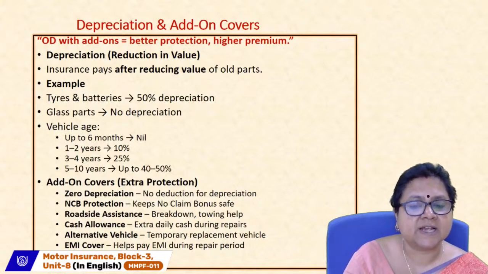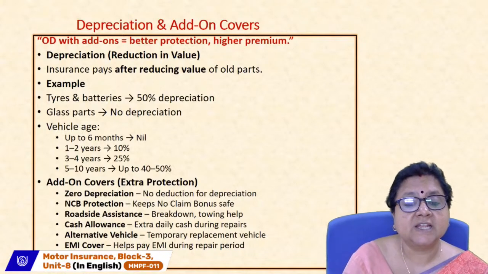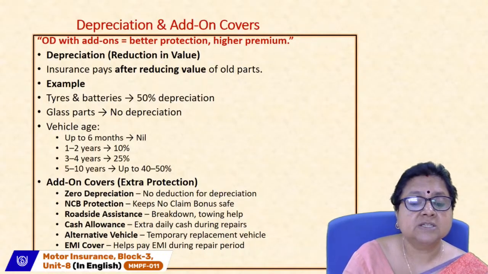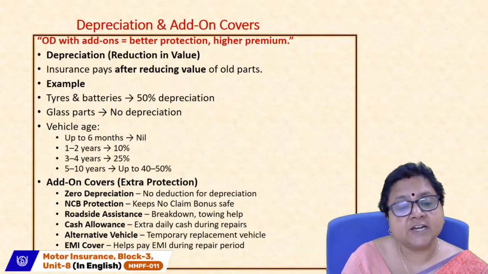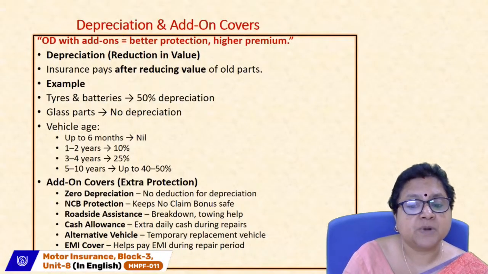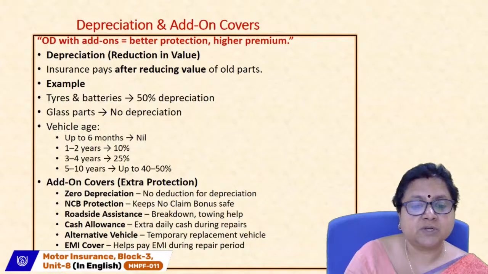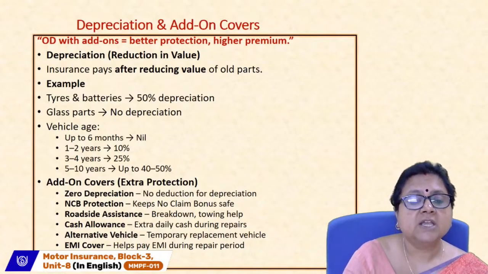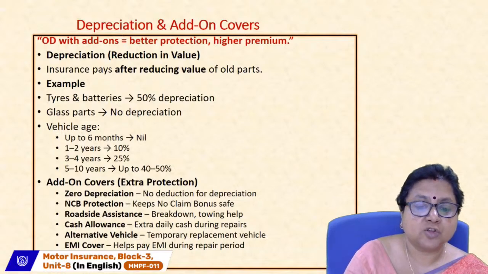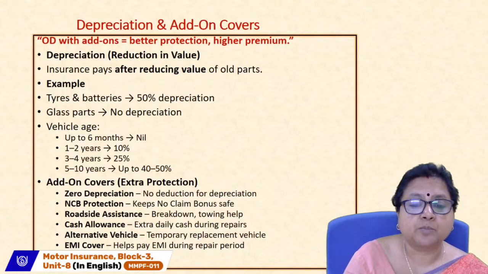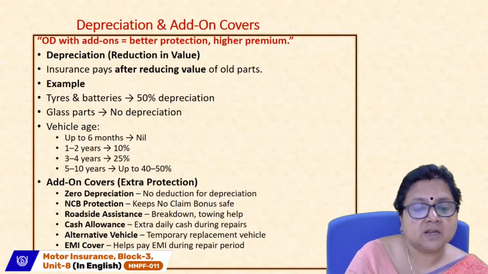Cash allowance, extra daily cash during repairs. Suppose when you are going for repairs, you are going to get some cash allowance from the insurance companies for the repairs. Alternative vehicles, these are temporary replacement vehicles. Suppose your vehicle has broken down unexpectedly on a highway and you cannot repair it instantly, then you get a temporary replacement vehicle until your car is repaired.